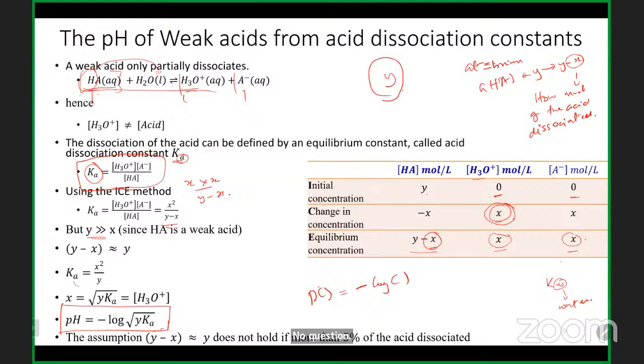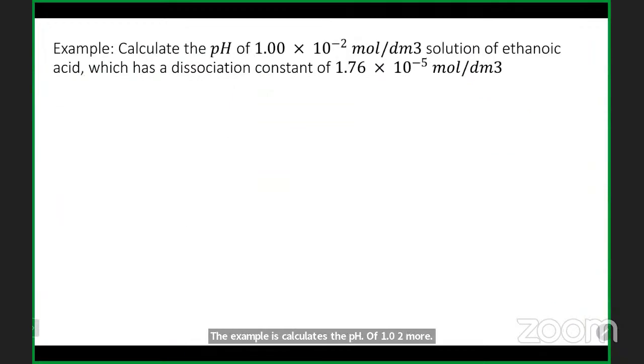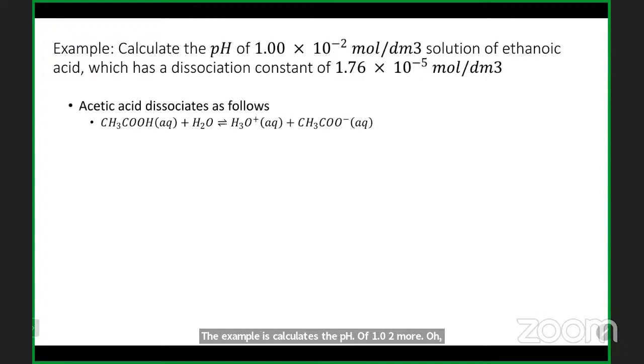So let's look at the example. The example is: calculate the pH of 1.02 mole of ethanoic acid, which has a dissociation constant of this. So usually it's good to always write what you have.